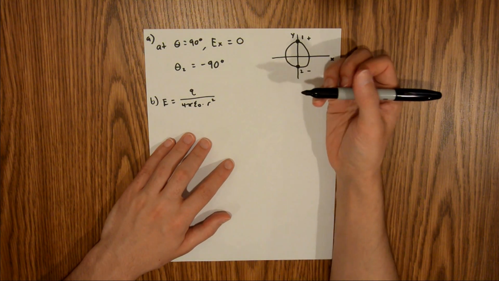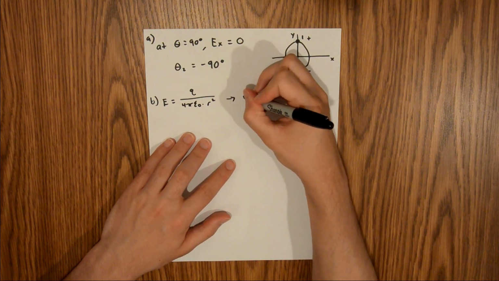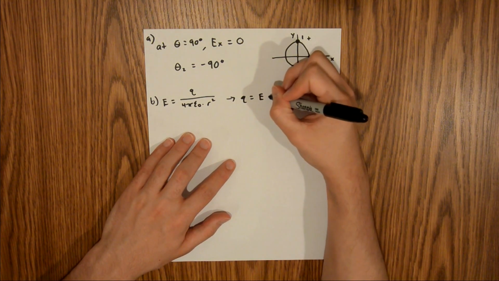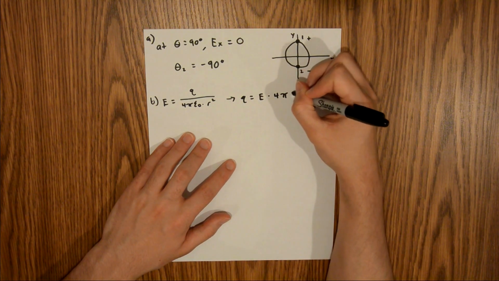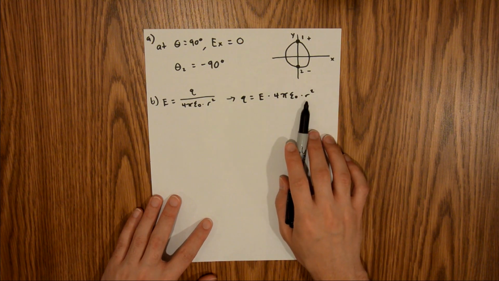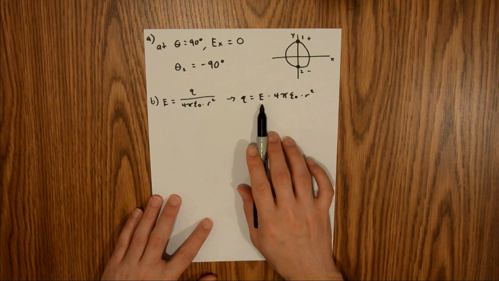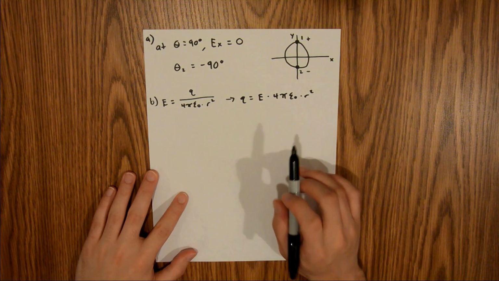And we're solving for charge, so what we can do is multiply both sides by this denominator, and that is going to give us that the charge is equal to the electric field times 4 pi epsilon naught r squared. And I just said that this is the radius of the circle, so we have everything on this side of the equation except for the electric field. And so we need some way to find that.